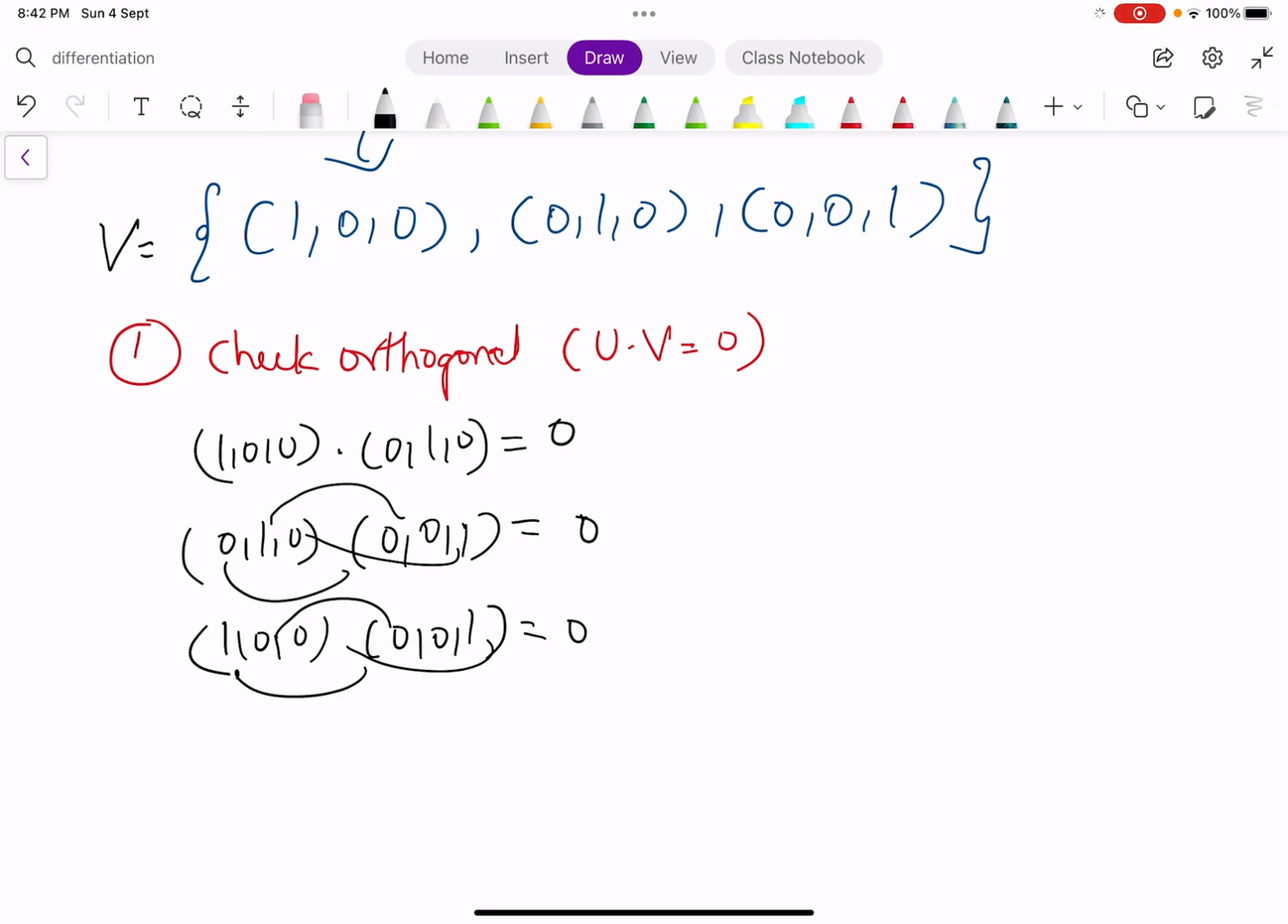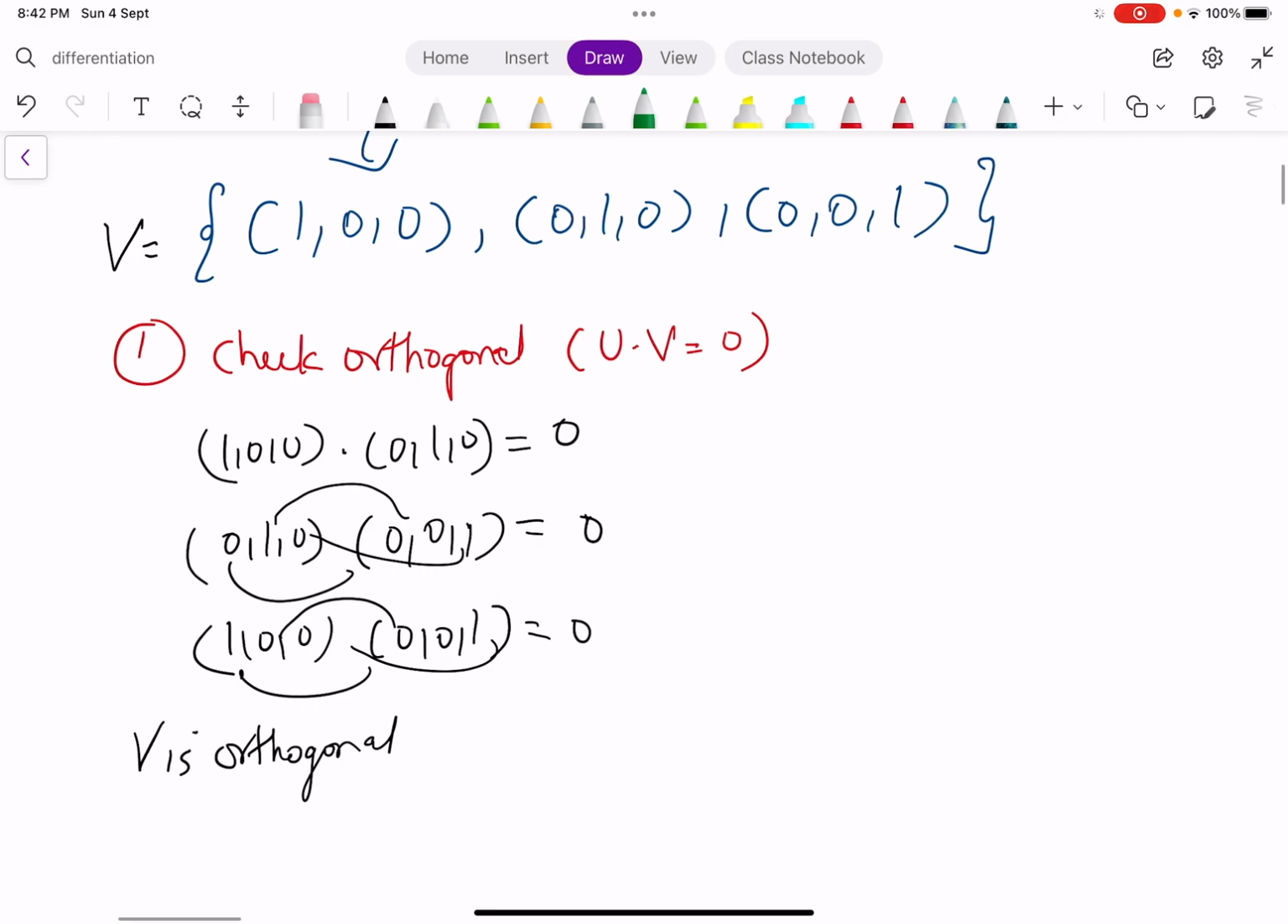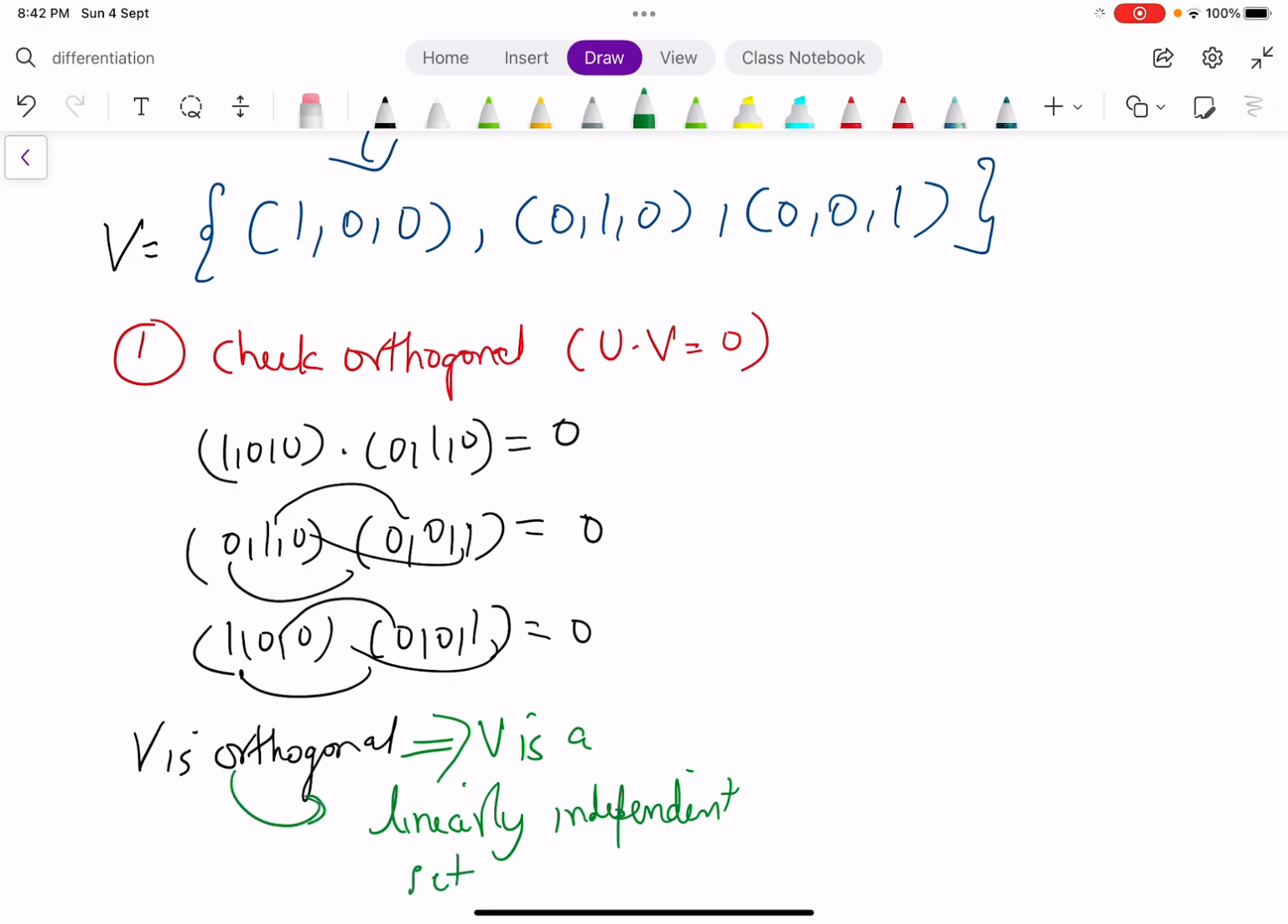So let's call this V. So V is orthogonal. Now one more easy thing that we have here: we already know a theorem that any set of vectors, if it is orthogonal, is automatically linearly independent. Orthogonal sets of vectors are always linearly independent. So this is a linearly independent set as well. So V is a linearly independent set, because orthogonality implies linear independence.